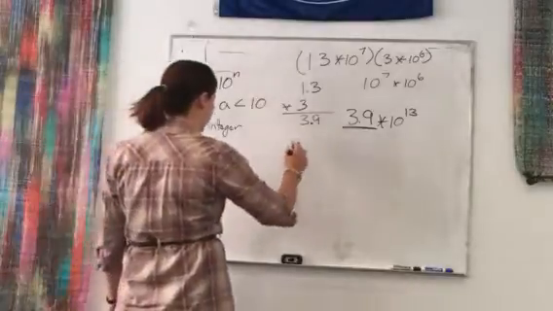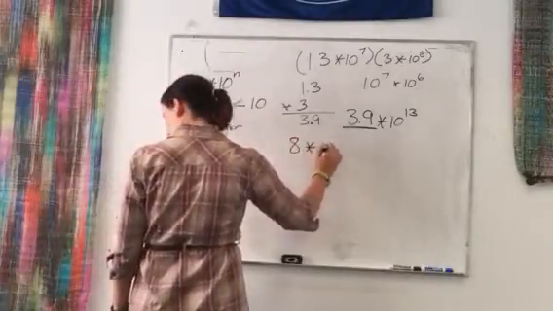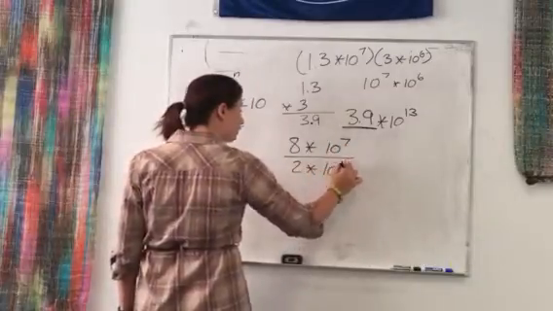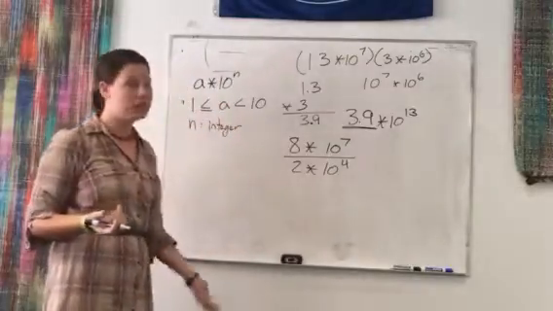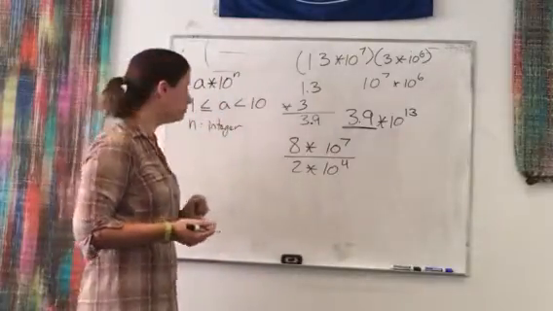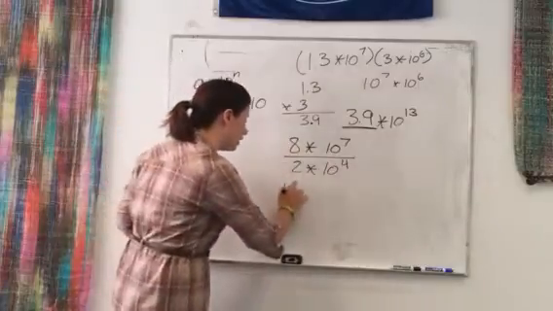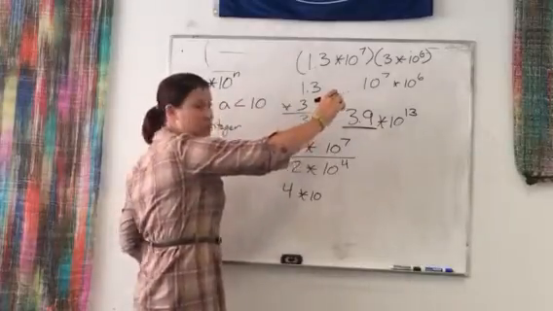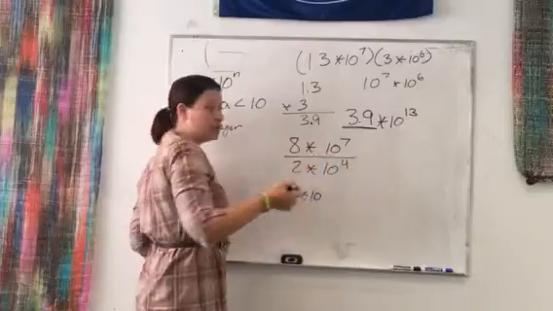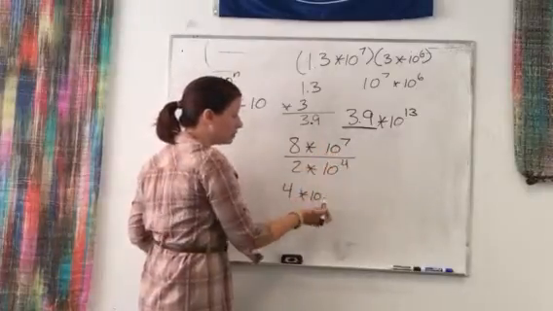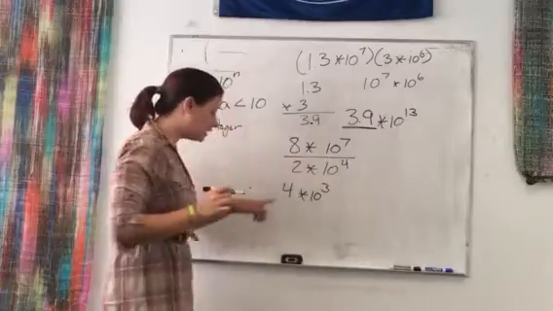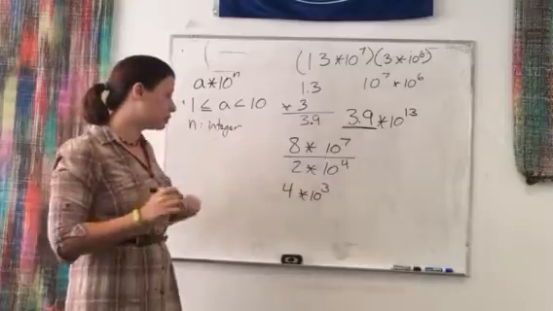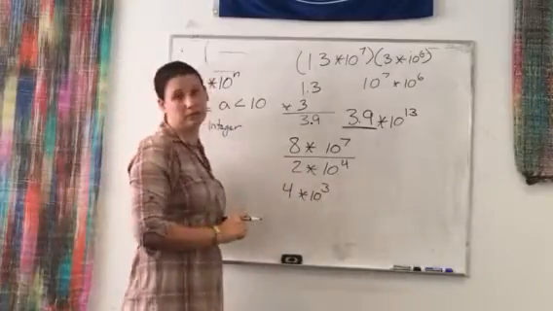So next, let's do a division. If we have 8 times 10 to the 7th over 2 times 10 to the 4th, well, this is a division, right? We treat it just like we did the multiplication. So 8 divided by 2 is 4 times 10. Now, multiplication, same base, means we add. Division, same base, means we subtract. So 7 minus 4 is 3. Again, check that your number is in scientific format. 4 is in between 1 and 10, so we're good. That would be our answer to that one.